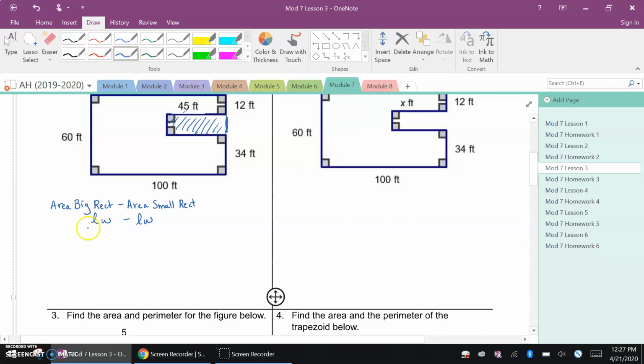So we have 100 multiplied by 60, and then we're going to subtract 45. And then we need to get this little dimension here. We know if this whole side over here is 60, this has to be 60 as well because of the 90-degree angles. So 60 minus 12 minus 34 is going to give us 14. And so we're going to multiply this by 14.